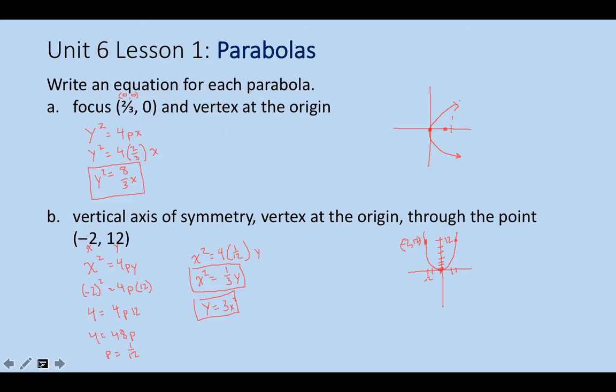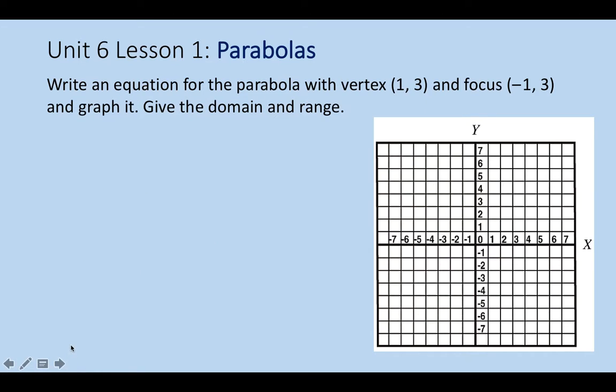All right, moving on. It says write an equation for the parabola with a vertex at (1, 3). So here's our first one with a shift.